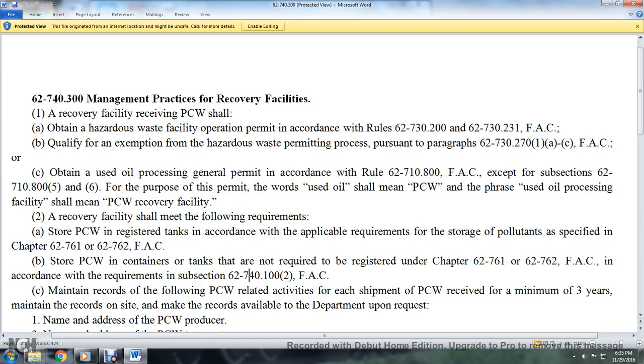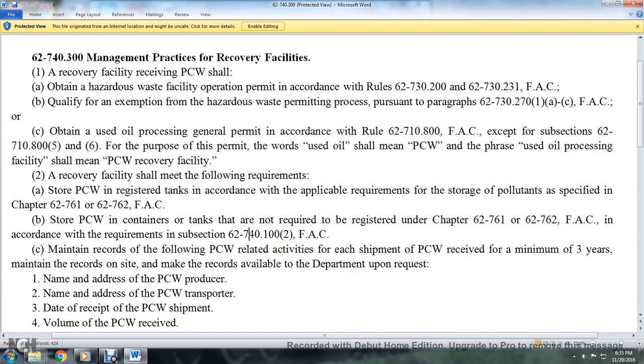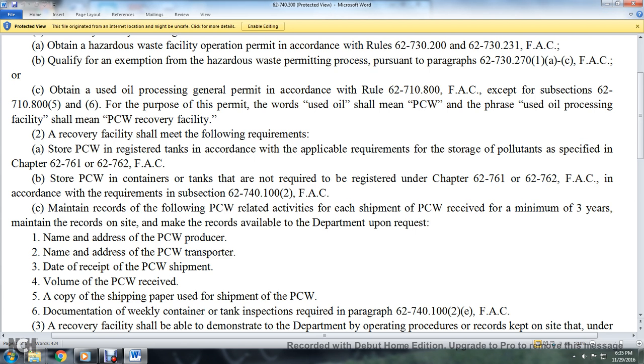Maintain records of the following petroleum contact water related activities for a minimum of 3 years, maintain the records on site, and make them available to the department upon request: the name and address of the petroleum contact water producer, the name and address of the petroleum contact water transporter, the day of receipt of the shipment, the volume received, and a copy of the shipping paper used for the shipment. Also keep documentation of the weekly container or tank inspection required by paragraph 62-740.102(1)(e) of the Florida Administrative Code.